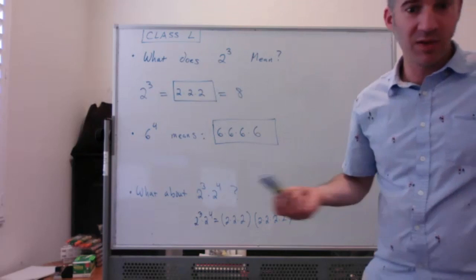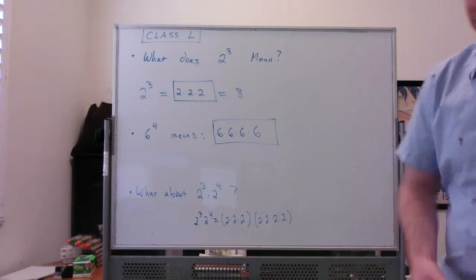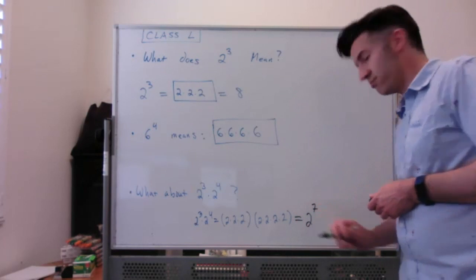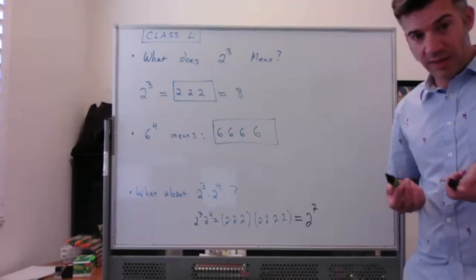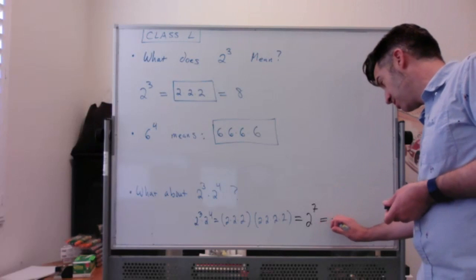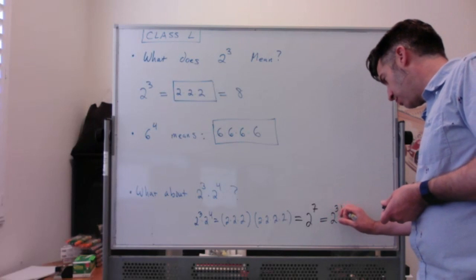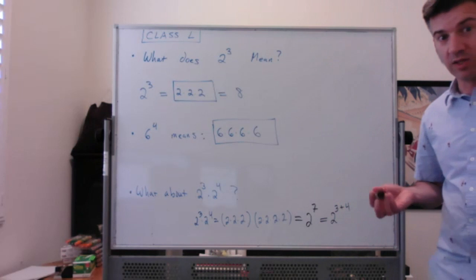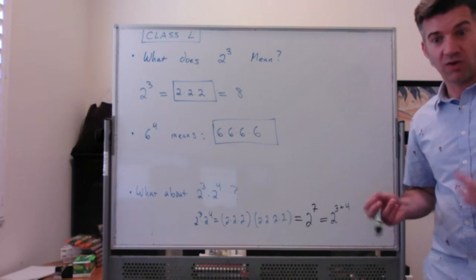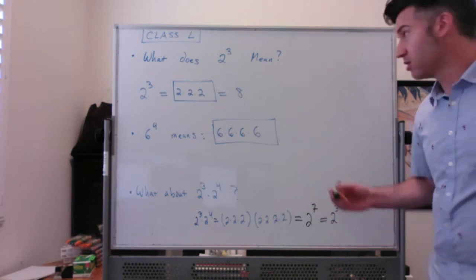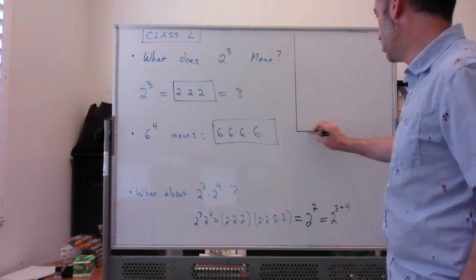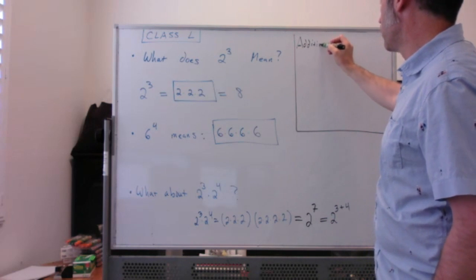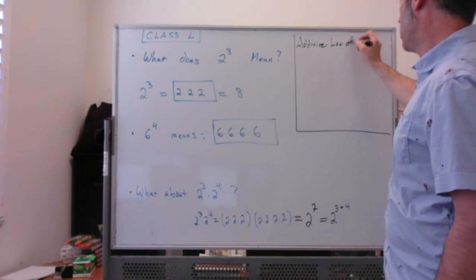Okay, great. How many 2's have we multiplied together? It's 2 to the 7th, which I think you all can see is 2 to the 3 plus 4. And that really is kind of the genesis of what we usually call the additive law of exponents. So here's what we have. Here's the rule. This is the additive law of exponents.